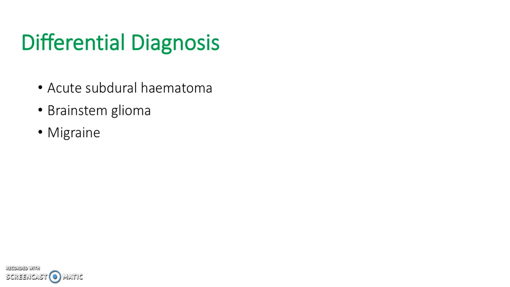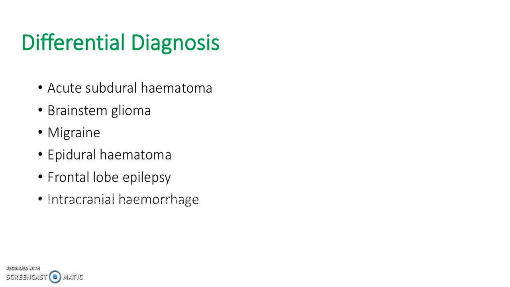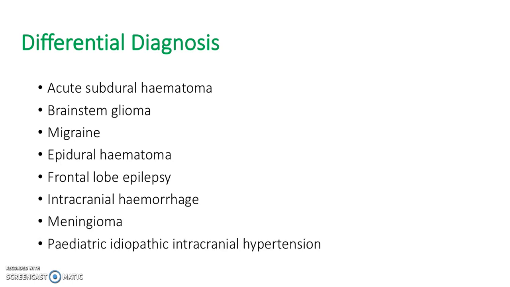So your differentials. It could be an acute subdural hematoma, it could be a brainstem glioma, it could be just a migraine, it could be an epidural hematoma, it could be a frontal lobe epilepsy if it presents with a seizure, it could be an intracranial hemorrhage, a meningioma, or paediatric idiopathic intracranial hypertension, or a pituitary tumour.